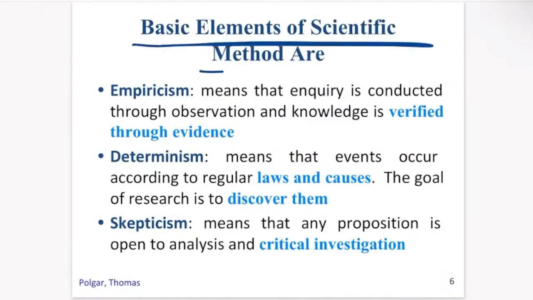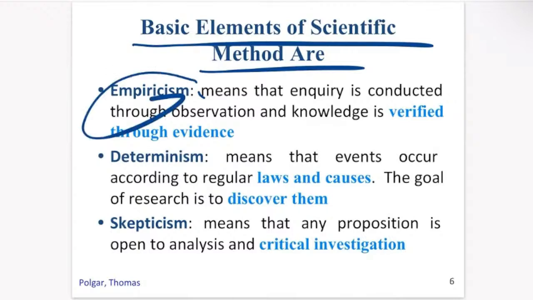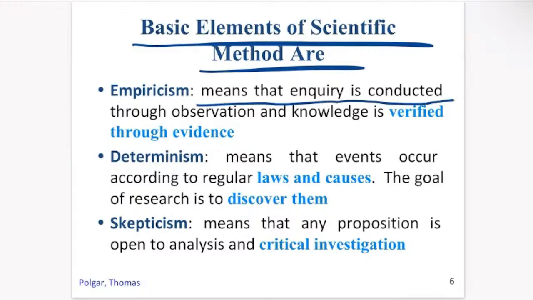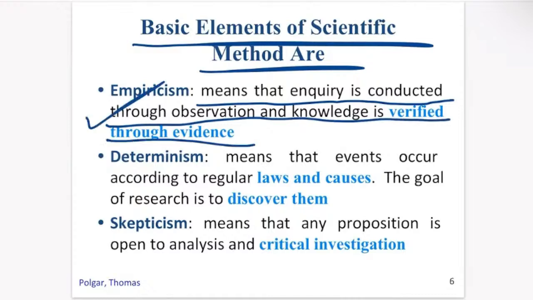Basic elements of the scientific method: empiricism means, as I already told you, but again I'll read for you, and then if something new is there, we'll discuss. Empiricism means that inquiry is conducted through observation and knowledge is verified through evidence. Yani, everything is based on the evidence, facts. It is not that we are assuming something.